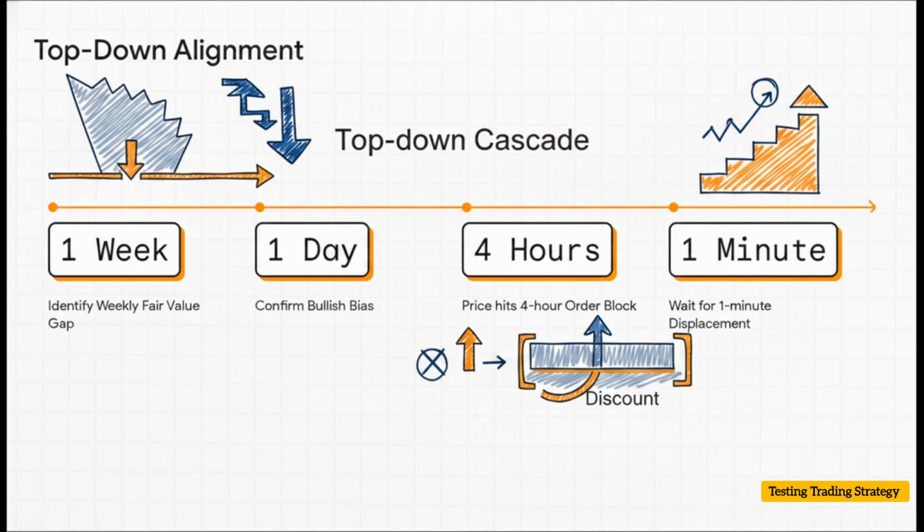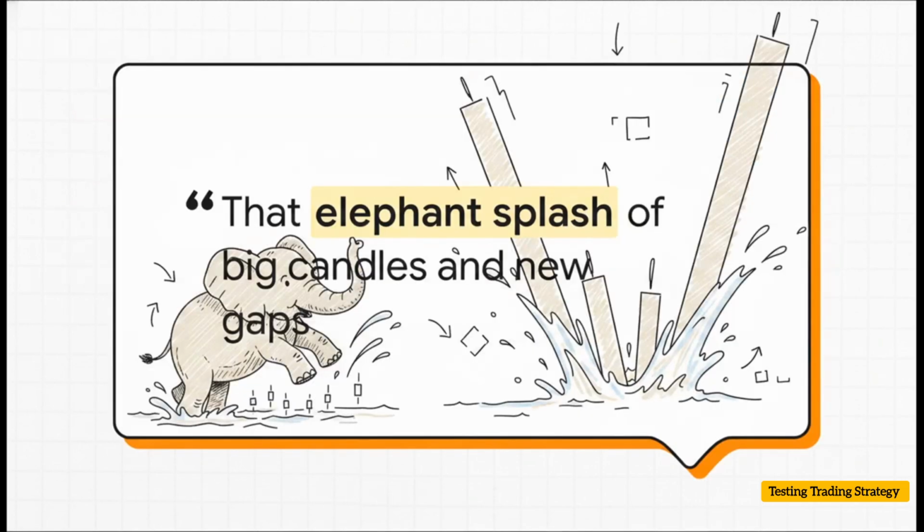And finally, we drop all the way down to the 1-minute chart. Do you see that flow? It cascades directly from a massive weekly objective all the way down to a surgical 1-minute execution. But hold on. We don't just blindly click buy the second we hit that 1-minute chart. No way. We wait for displacement. Once price hits our 4-hour order block, we wait for that undeniable elephant splash. You know, those big, massive candles, before returning to the tiny 1-minute gap to actually enter. We are waiting for undeniable proof that the big players have officially entered the pool.